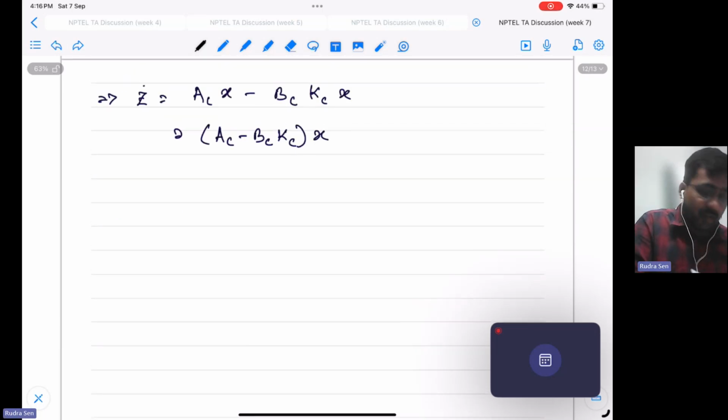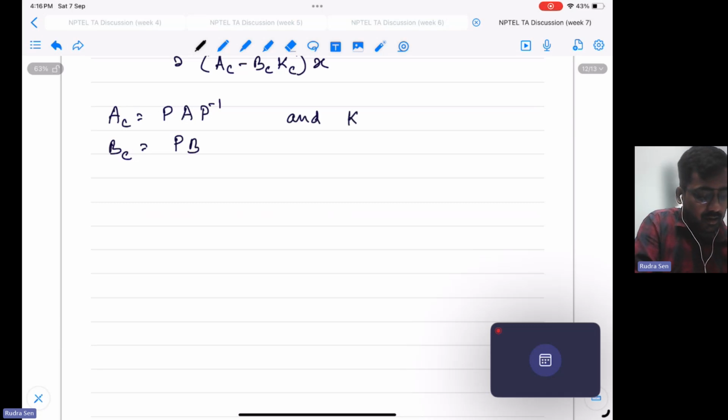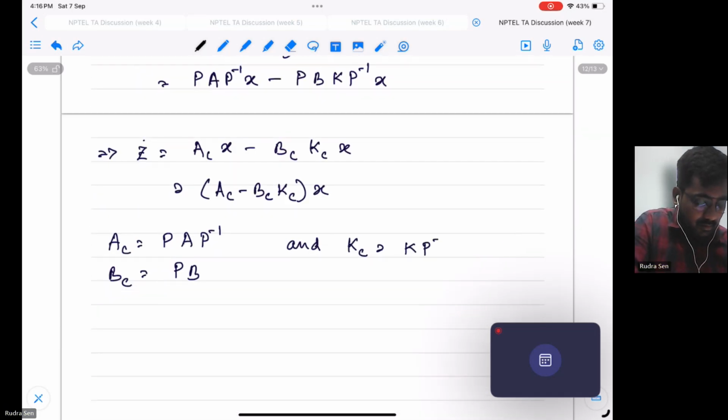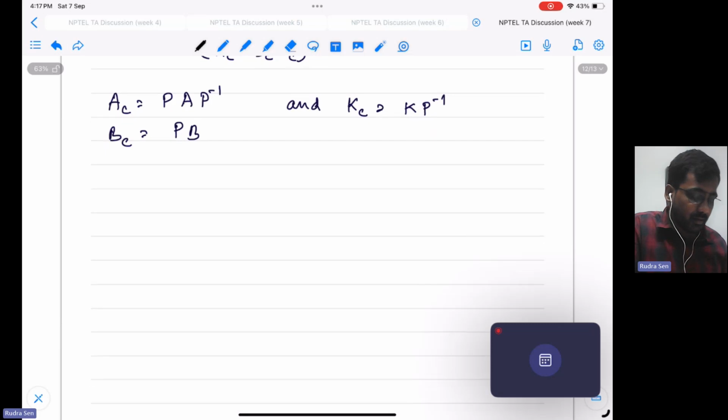So you are basically finding out the Kc, and from Kc you have to find out the K. So Ac is equal to P A P inverse, right? Bc is basically PB, and Kc is basically K into P inverse, right?